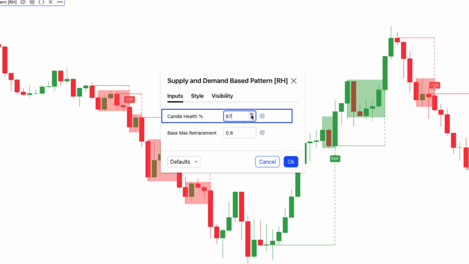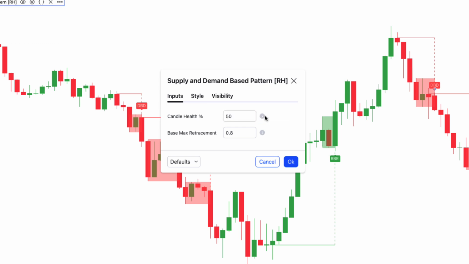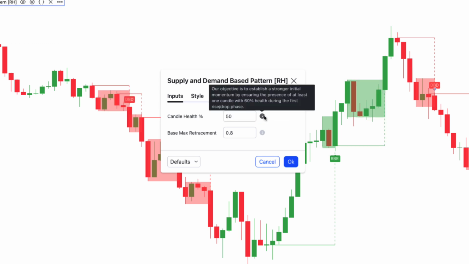Suppose we hike the value. This acts as a filter, sieving out the weak or less consequential patterns. But what if we decrease the value? That widens our scope to capture a greater number of patterns, albeit with a possible dip in reliability.